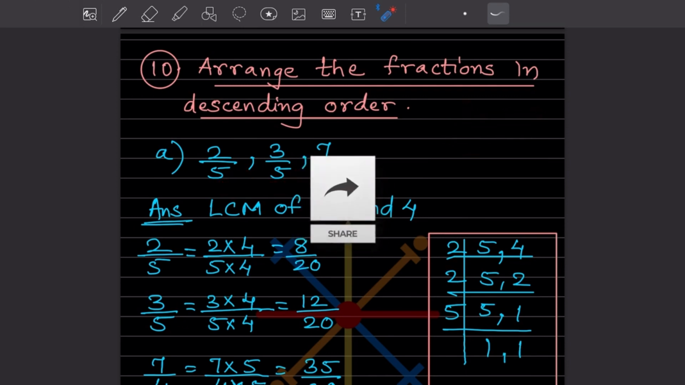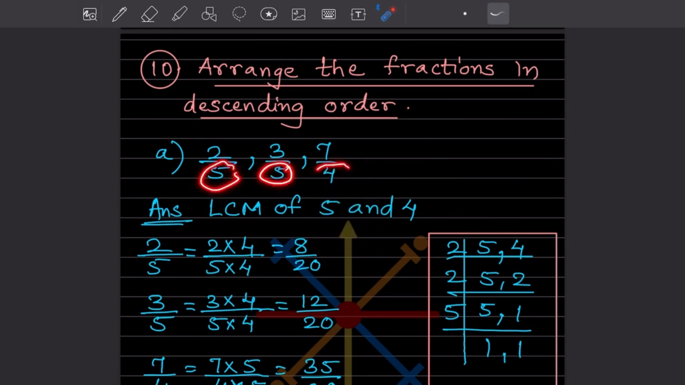Now let us look at the denominators, because the denominators are not the same over here. So first we have to make the denominators equal. Look here, this is 5 and 5, so we'll take 5 once, and then we'll take 4. So we'll take the LCM of these first. As I said earlier, whenever we are taking LCM, we have to start with 2, 3, 4 and so on. We don't have to jump over to the bigger number.